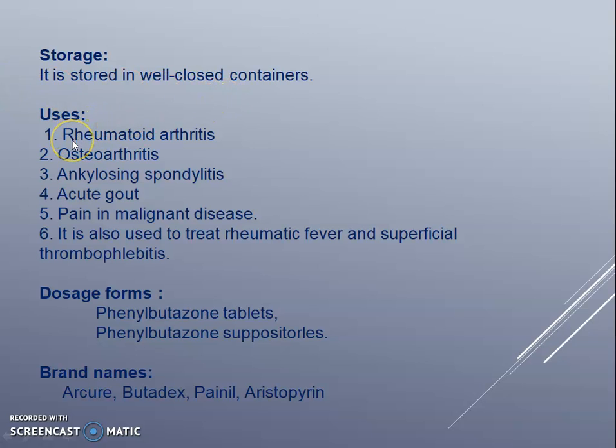Uses: it is used to alleviate the symptoms of rheumatoid arthritis, osteoarthritis, ankylosing spondylitis, acute gout, pain in malignant disease, and it is also used to treat rheumatic fever and superficial thrombophlebitis. Dosage form: it is available in the form of phenylbutazone tablet and phenylbutazone suppository. Brand names: Arcure, Butadex, Penyl, and Aristopyrene.